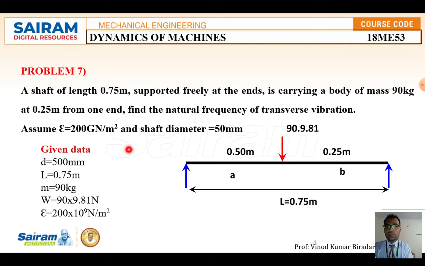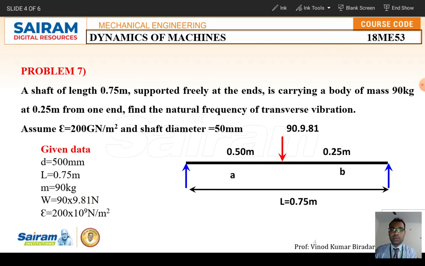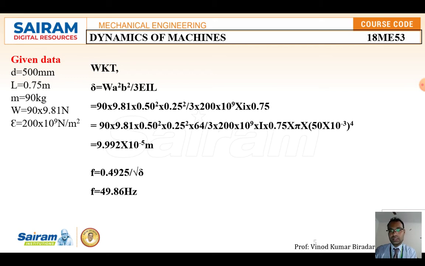So the first step is to determine the natural frequency of the given transverse vibration. That is your aim. First, write down all the given data. The diameter of 50 mm is given, so you have to convert it into meters by dividing by 1000. Next, the length of the shaft is 0.75 meter, and the mass is 90 kg, so convert it into newton: 90 into 9.81. The Young's modulus is 200 into 10 to the power of 9 newton per meter square. These are the given data, and based on them we need to find the natural frequency.